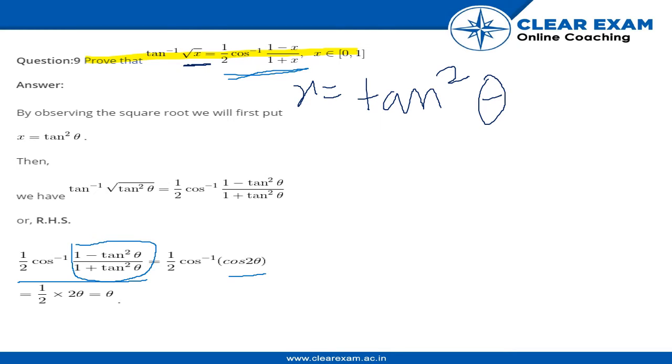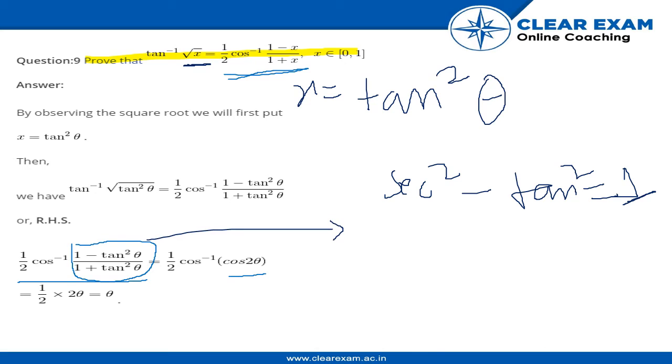Let me try to explain it for you. Let me take the highlighter and use the blue color. We already know that sec squared theta minus tan squared theta is equal to 1. So 1 plus tan squared theta is equal to sec squared theta.